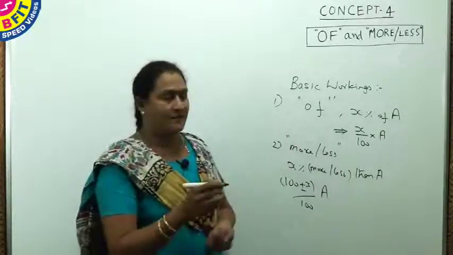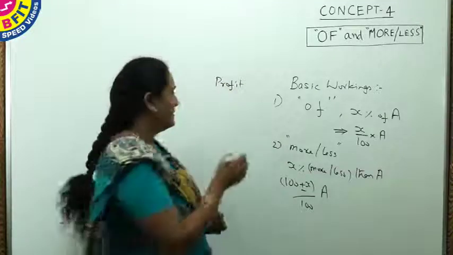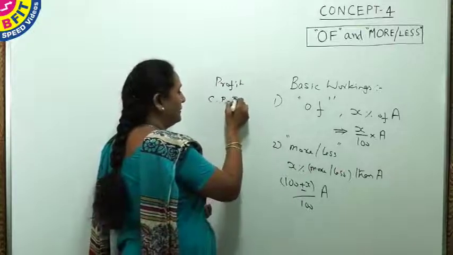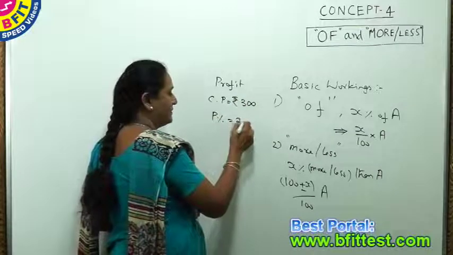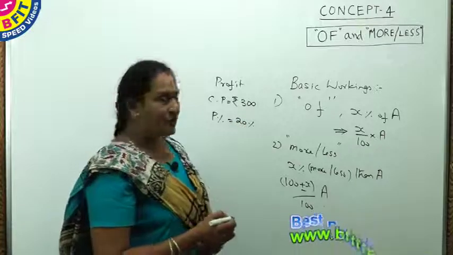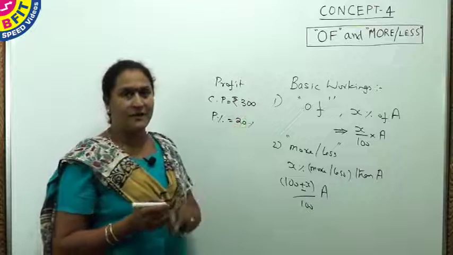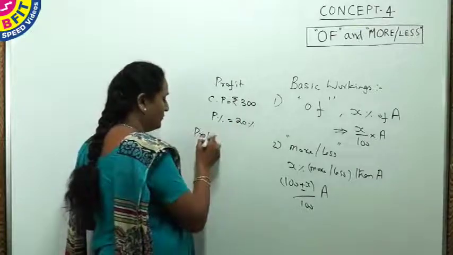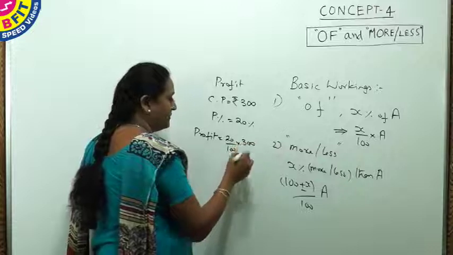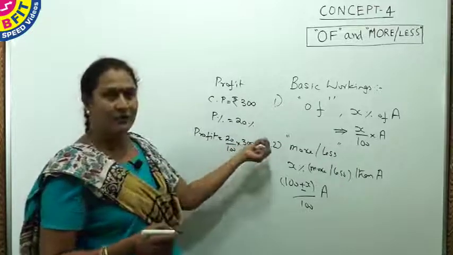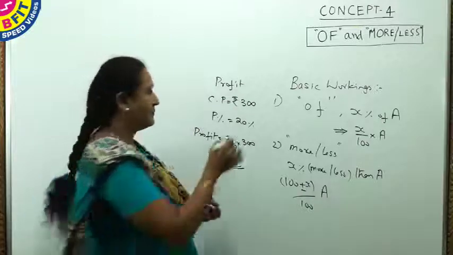For the "of" concept, the example is profit. Say suppose the cost price of an article is 300 and the profit percent is 20%. So what is the profit value? It is 20% of 300. How will you find 20%? 10% is 30, 20% is 60. So the profit value is 20% of 300. The percent is written by 100 into the value, and we get the profit value. So here it is 60. The profit is an example for the concept of "of".